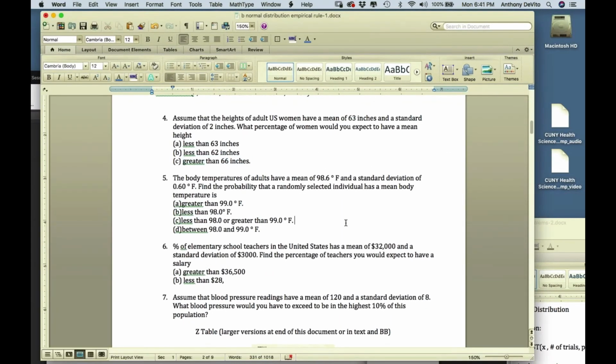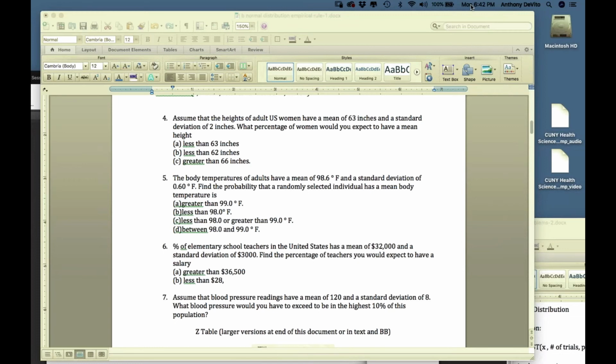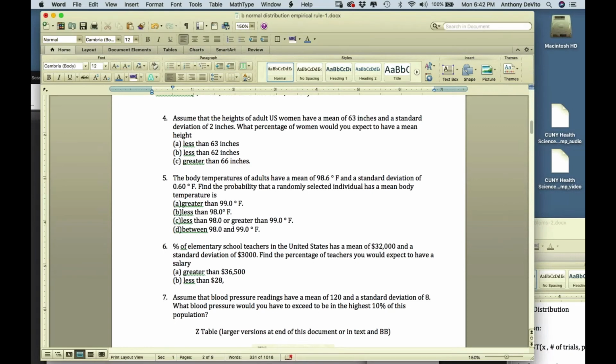So let's go to the next one. I'm going to give you guys 10 minutes to do this problem. The body temperature of adults has a mean of 98.6 degrees Fahrenheit and a standard deviation of 0.6 degrees Fahrenheit. Find the probability that a randomly selected individual has a body temperature A, greater than 99 degrees, B, less than 98 degrees, C, less than 98 or greater than 99, and D, between 98 and 99. I'm going to give you 10 minutes to work on that yourselves, and then we'll come back and go through this together.